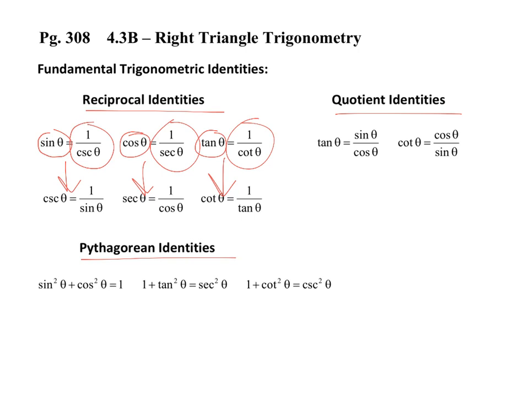And then you have the quotient identities. Tangent is equal to sine over cosine. Cotangent is just the opposite. It's equal to cosine over sine.